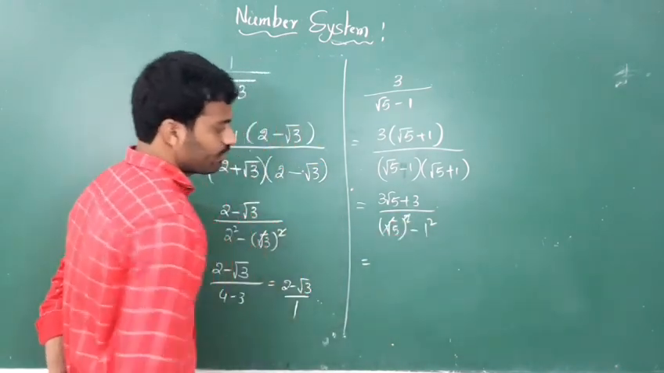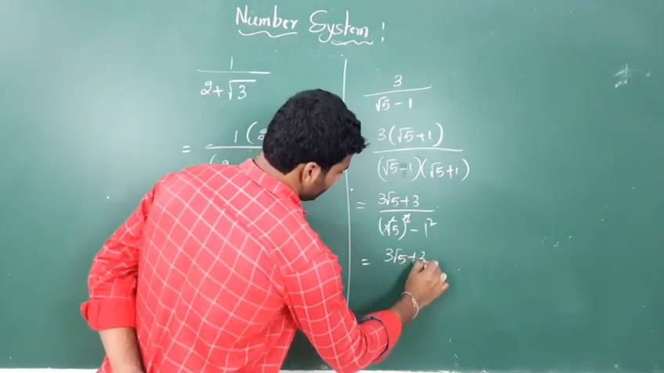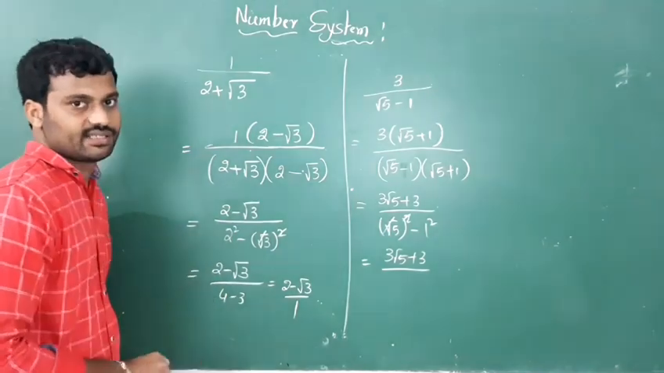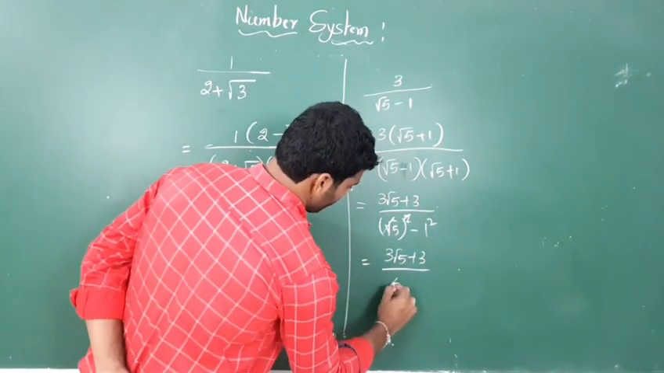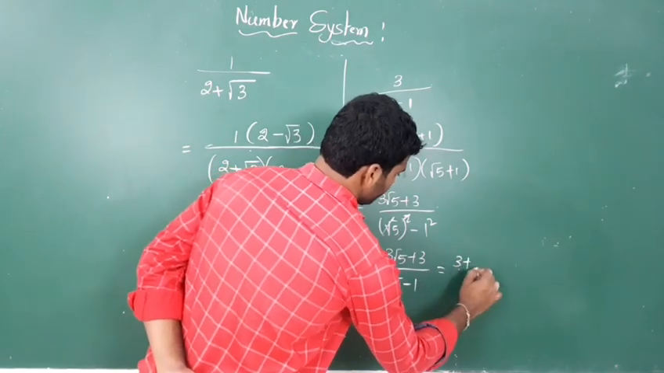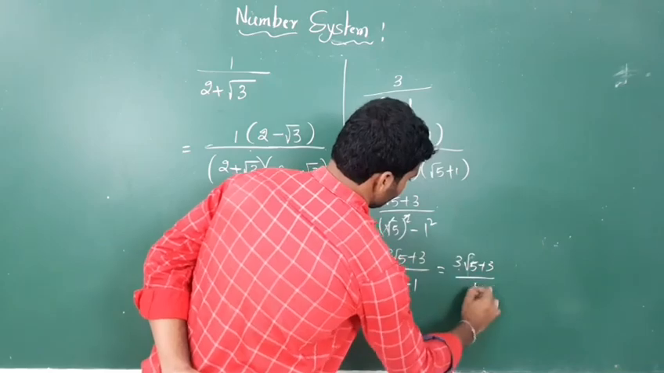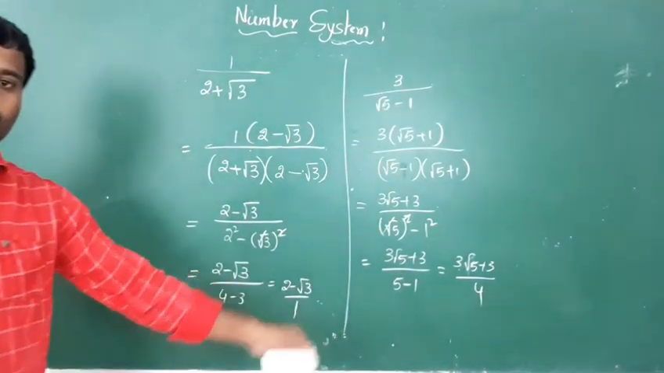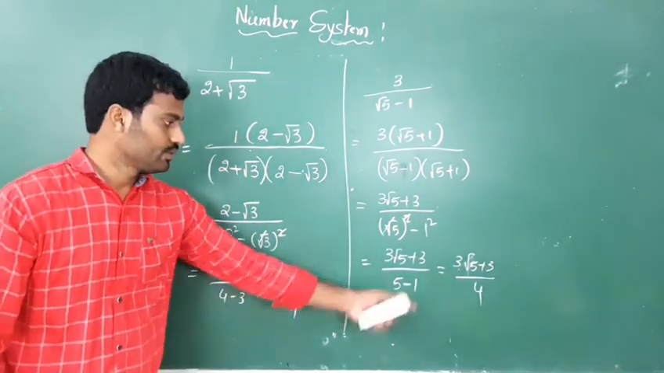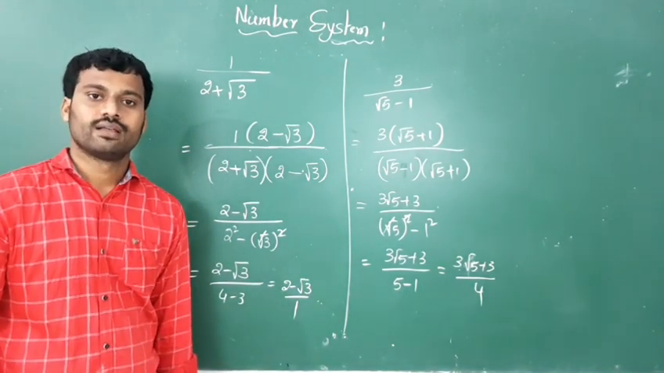So the square root will cancel. The numerator we can't simplify, so write it as it is. Here you can write 5 minus 1. So this can be written as 3 into root 5 plus 3 divided by 4. The denominator is a rational number, so we rationalize the denominator. Clear or not?